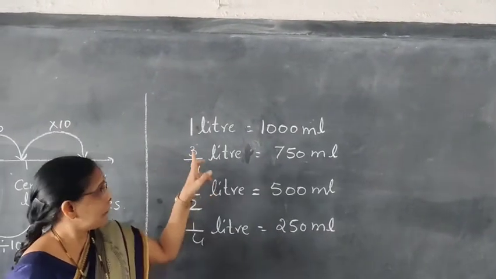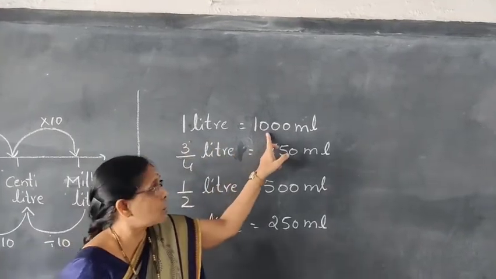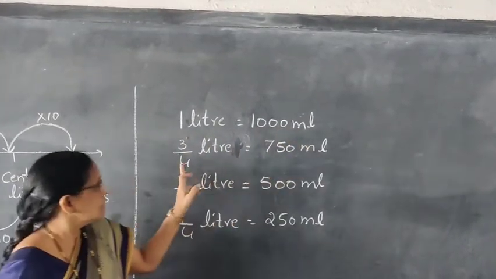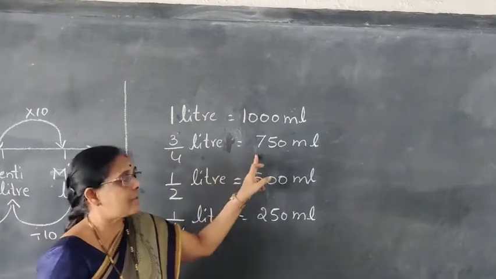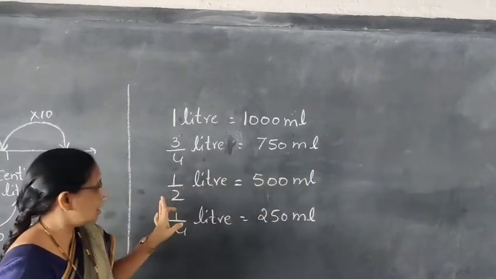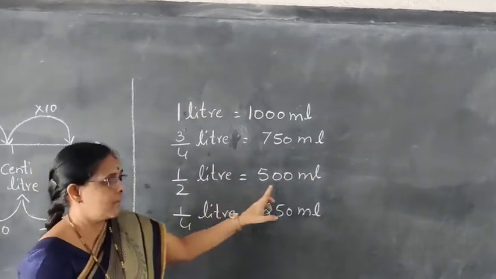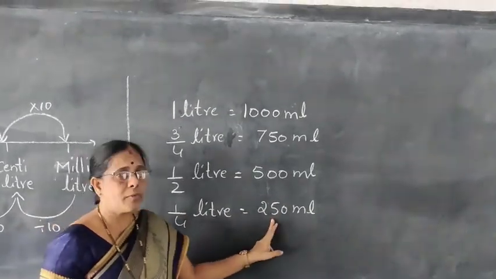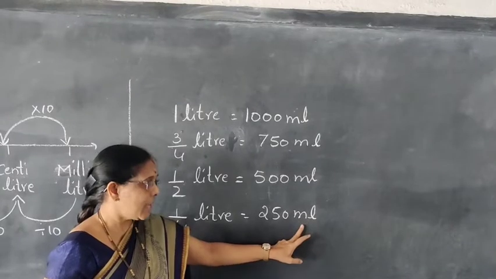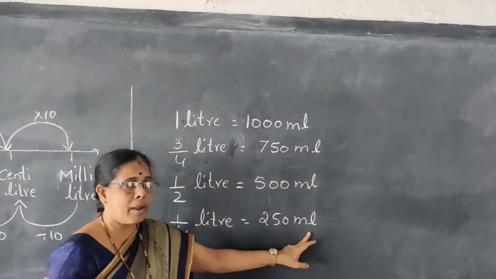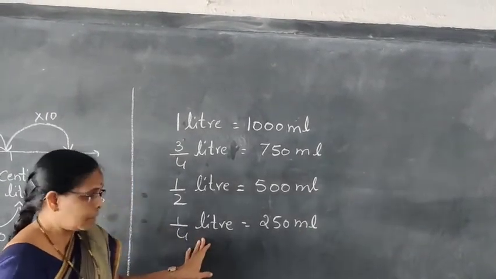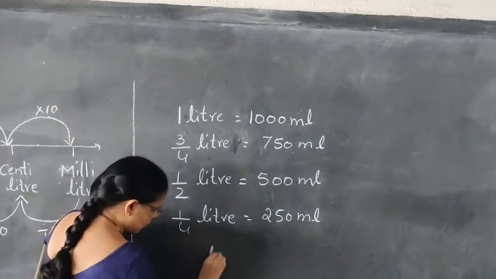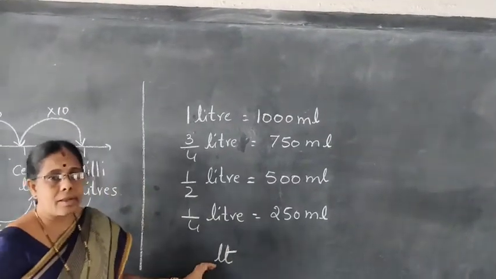Children, here 1 liter is equal to 1000 milliliters. 3/4 liters is equal to 750 milliliters. Half liter is equal to 500 milliliters. 1/4 liters is equal to 250 milliliters. Milliliter we write in short form ml. For liters we write in short form L.